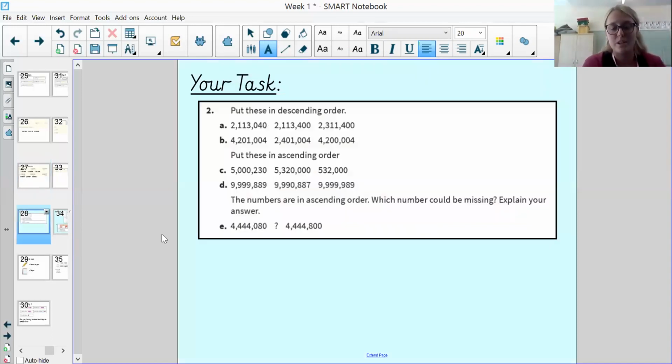Okay, right, so on to your task. So you've got some ordering to do yourself. Remember, descending means going from biggest to smallest, and ascending is going from smallest to biggest. Okay, so you've got 2 questions for each of the descending and ascending, and then you've got an extra task at the end that says the numbers are in ascending order. Which number could be missing? Explain your answer. Okay, so we've got a missing number. You need to try and fill in that gap for me. Okay, so what I want you to do is pause the screen, have a go at the task on the screen, then unpause, and we will go through the answers in just a second.